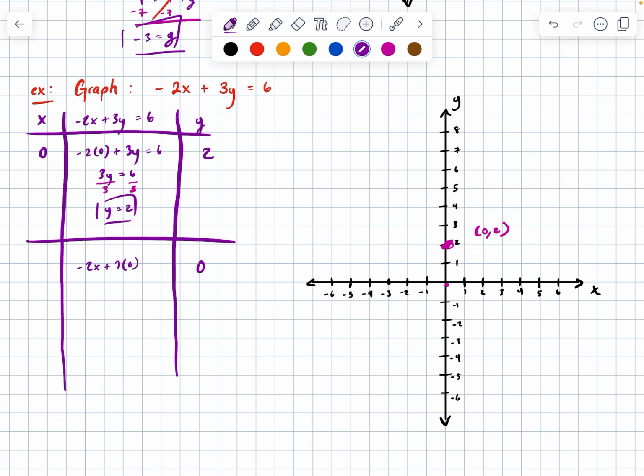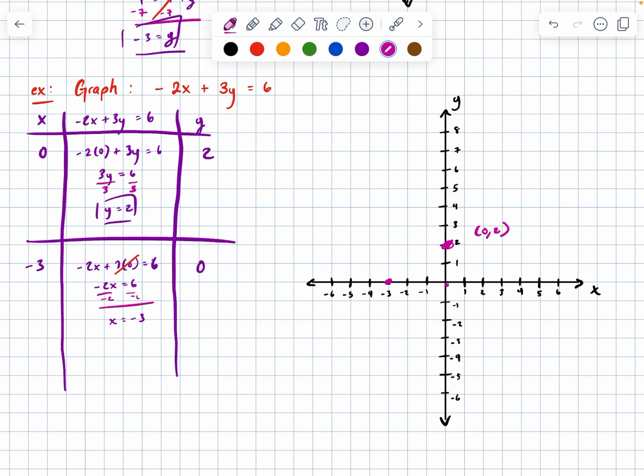Next easiest thing to plug in would probably be y is equal to 0. Very nice. 0 for y. So now I've got negative 2x plus 3 times 0 equals 6. Okay, so now we solve. 3 times 0 is 0. Minus 2x is equal to 6. Now I'm going to divide by minus 2 on either side. Very good. So x is equal to minus 3.